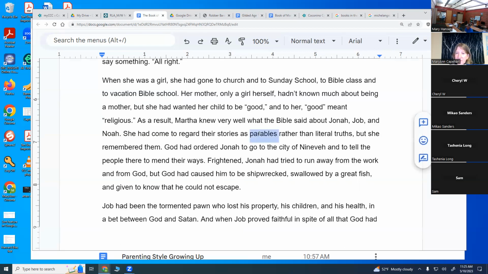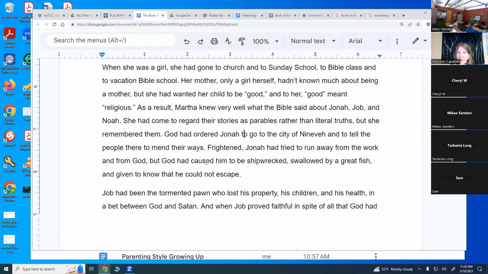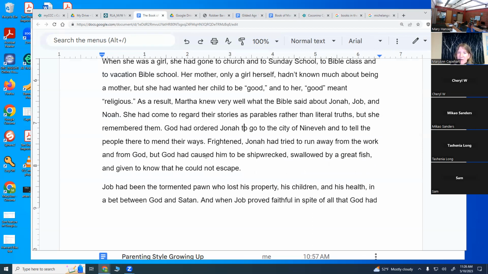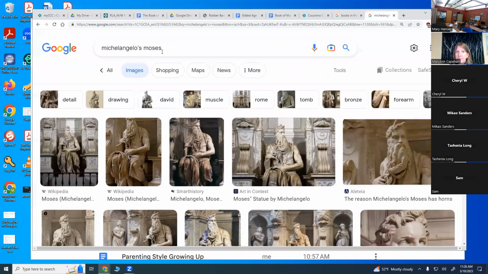So parables are stories, right? God had ordered Jonah to go to the city of Nineveh. I'm not sure I'm pronouncing that right. And to tell the people, what, Nineveh? I think you did. Okay. Nineveh, and to tell the people there to mend their ways. Frightened, Jonah had run away from the work and from God. Oh yeah, he was the one that ended up in the whale, but God caused him to be shipwrecked, swallowed by a great fish, and given to know that he could not escape.